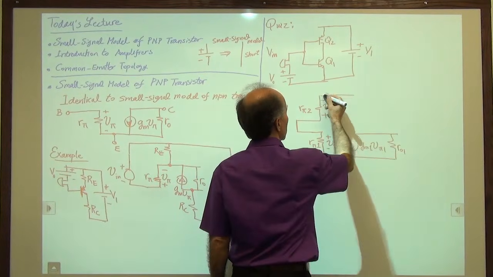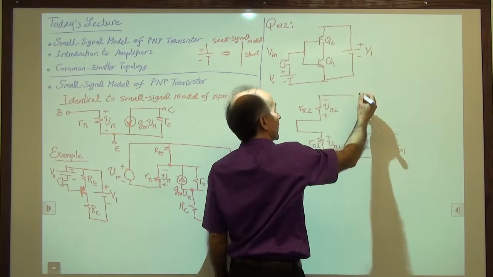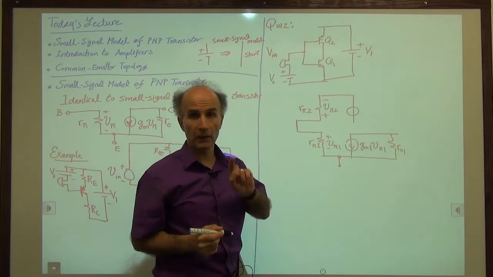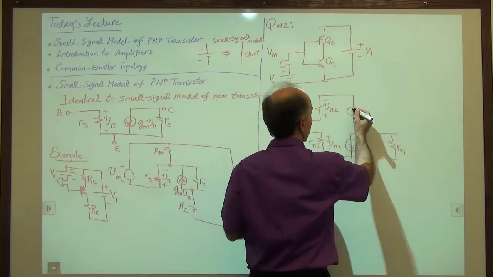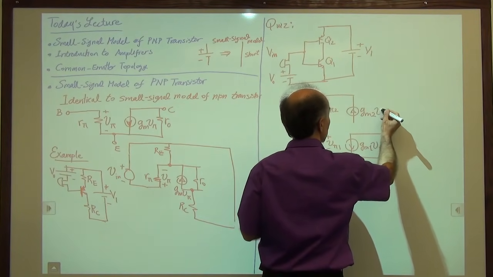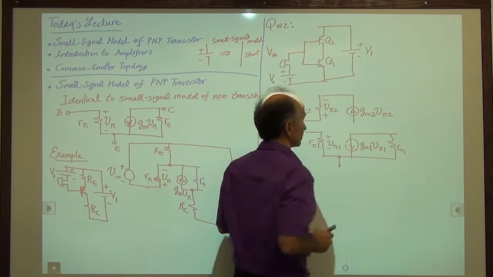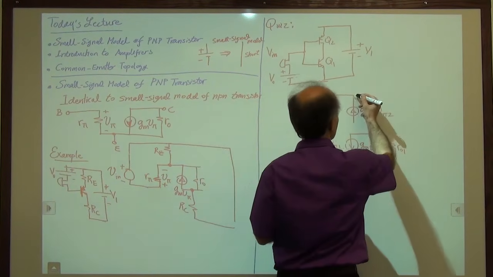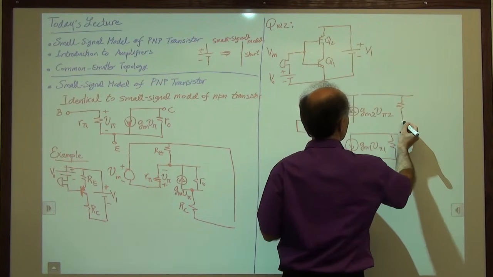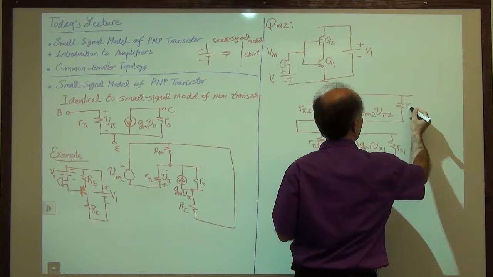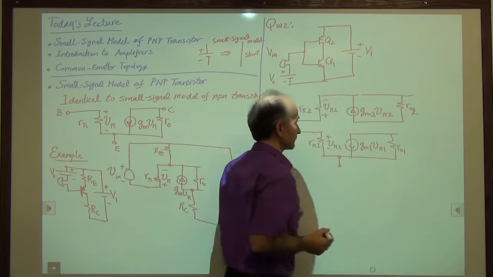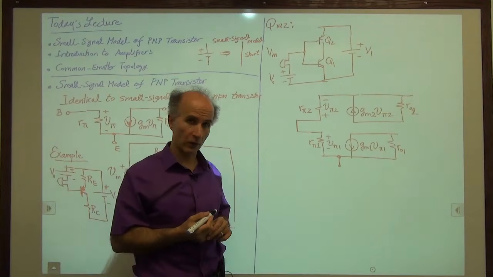Then, so this is the emitter terminal up here, and then we have a current source. The current source is oriented from the collector to the emitter. So that is the current source, and this value will be GM2 V pi 2. We have a resistor to model the small signal behavior of early effect, RO2, and that completes the small signal model of Q2.